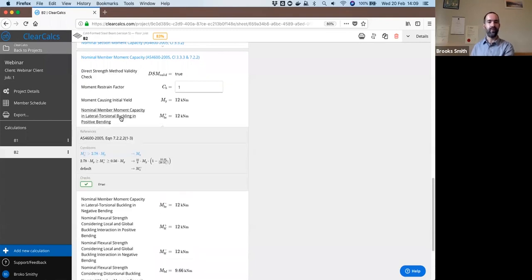Global buckling, for example, we can look at more detail on this as well. We can see that our global buckling capacity, we are using the first of the equations in the conditions. Our M naught is greater than 2.78 times My. So we're using My. And we can see the references for these equations. Right now, this sheet is still using AS4600-2005. We'll be updating it to 2008 by the beginning of next week.